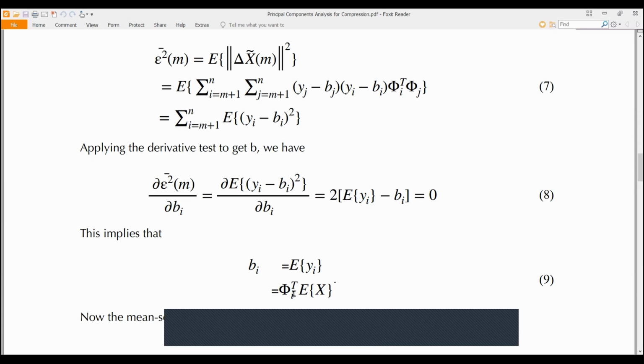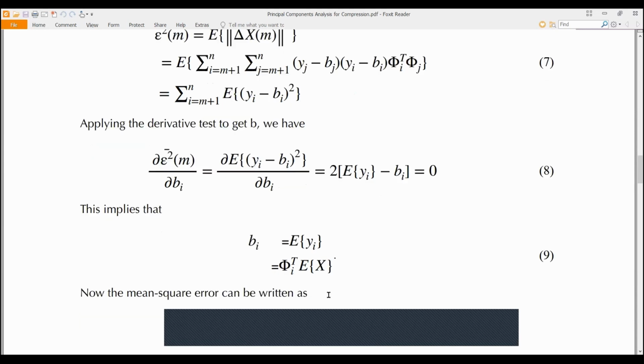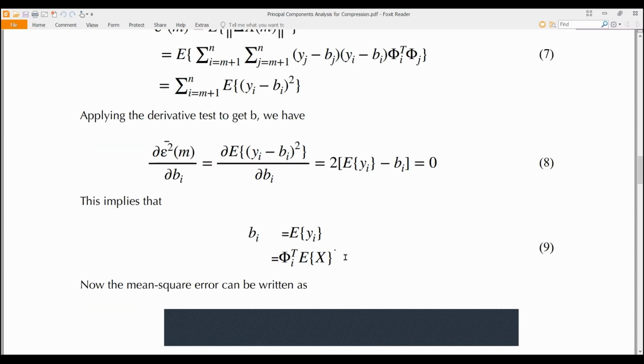Or the phi, so y_i, express that in terms of x and phi, then you get this, no? And phi, this is a basis vector, so this is a constant, so you don't have an expectation for that, so you factor that out, so you're taking the expectation of the random variable x there. So b_i is given by this. So now the mean square error, that's for a subscript i, no?